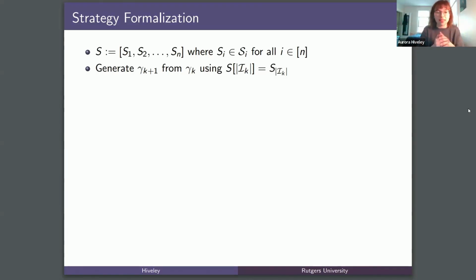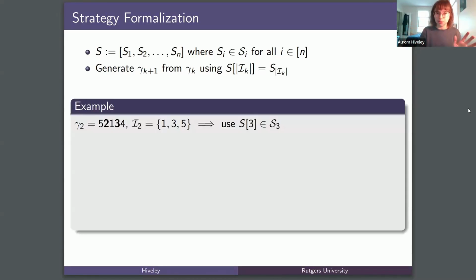So a game on a permutation of that length. And we're going to generate gamma k plus 1 from gamma k using the strategy component whose length is equal to the number of incorrect indices that we have. And again, notation is kind of a lot, so let's see an example. We'll go back to the example from the previous slide.